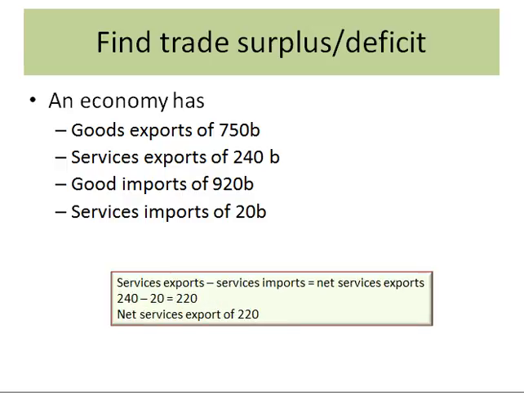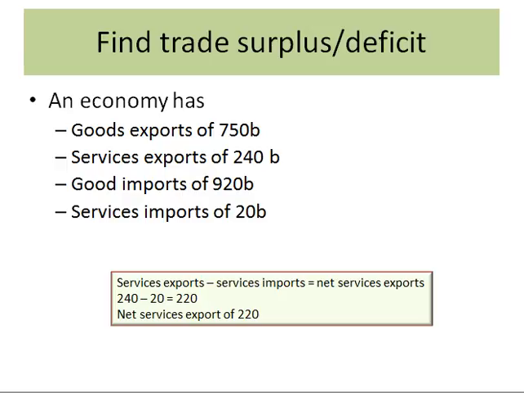Now we'll figure out our services trade deficit or surplus. Here we have exports of services of 240 billion and imports of services of 20 billion. So I set up my net export equation: our services exports minus the services imports. I have 240 billion of services exports minus 20 billion of services imports. That gives me a net services export of 220 billion.